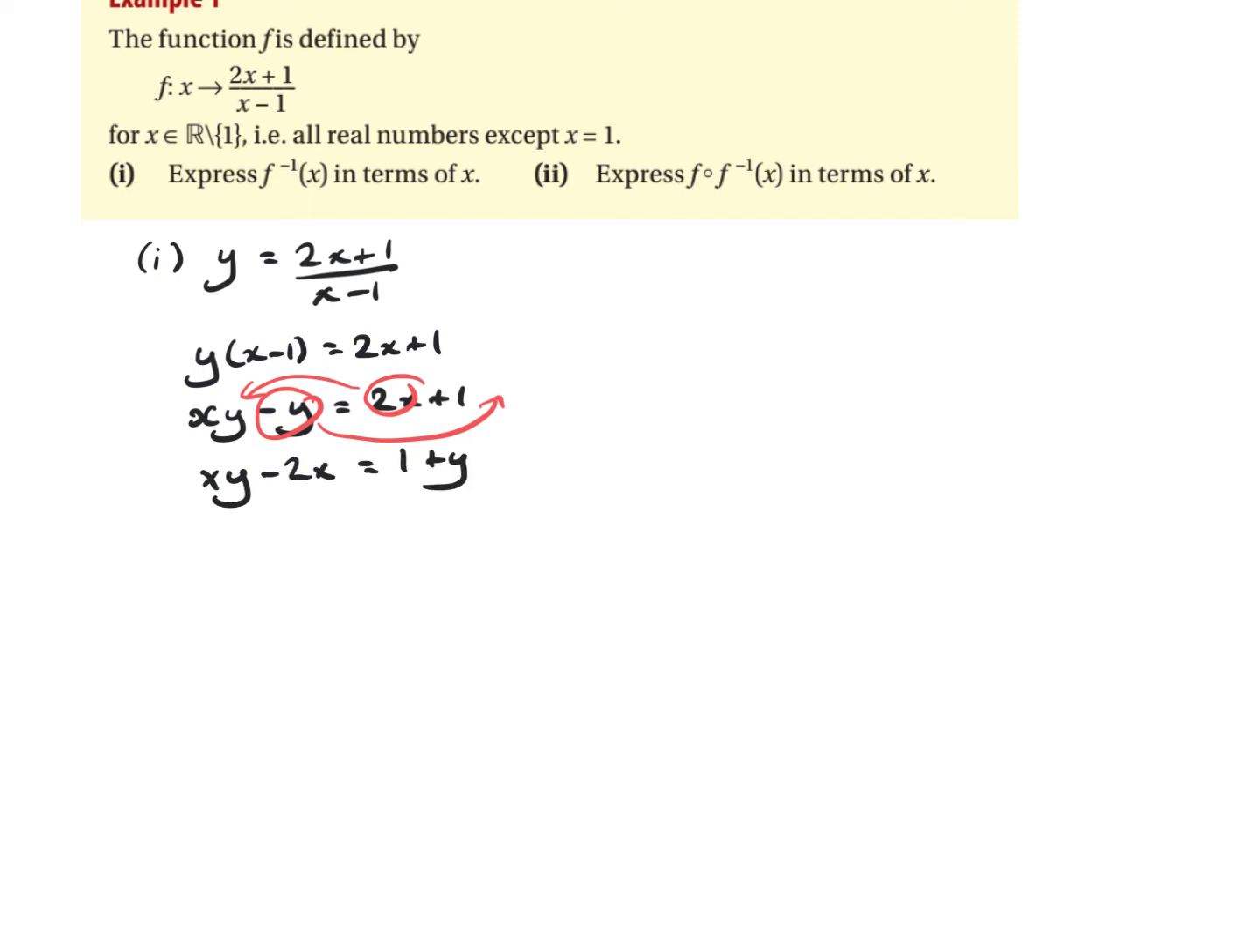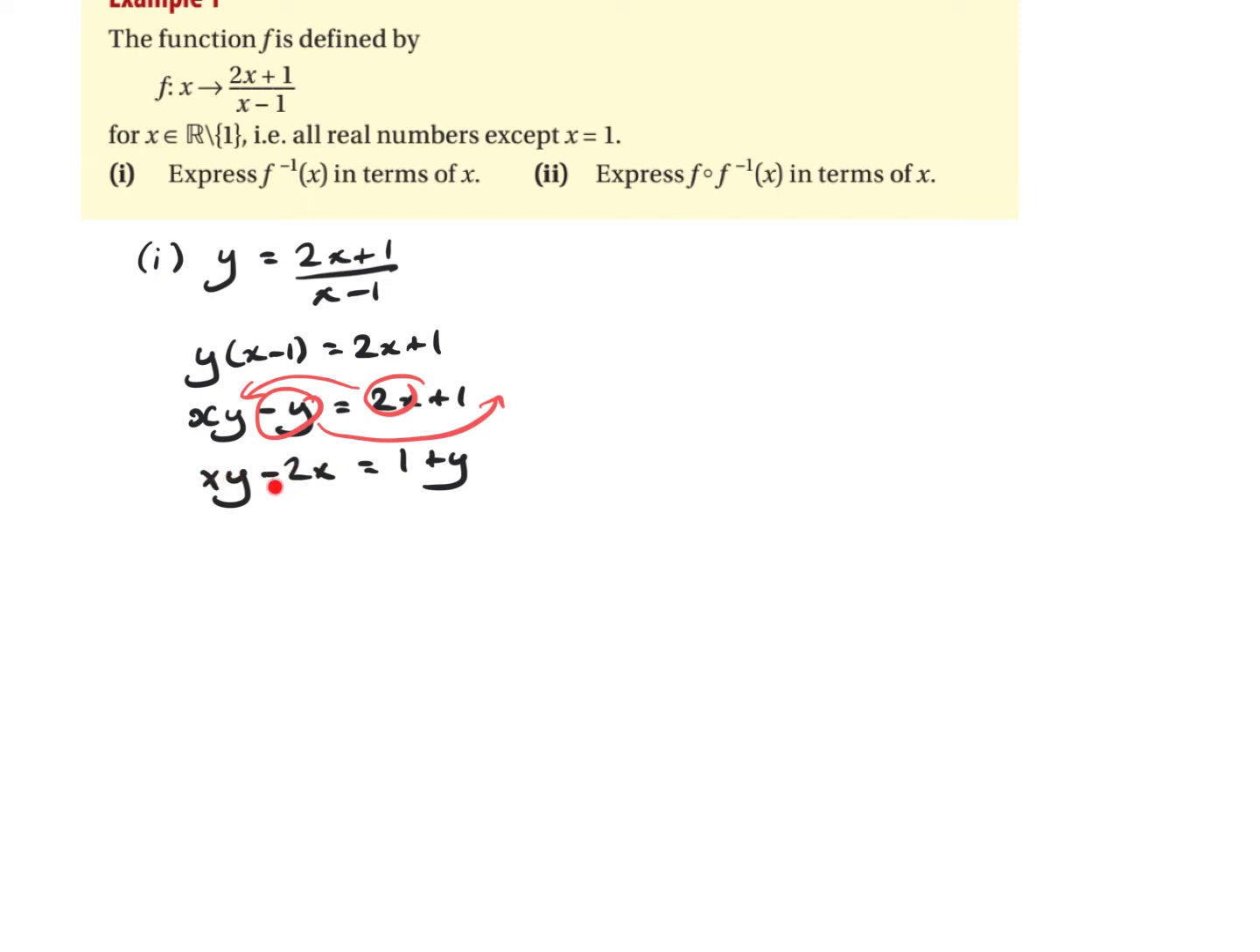So just to show you again, this has come across, this is a positive 2x. Take it across, it's a minus 2x, I have to do the opposite, or the inverse. And what we have here is minus y going across becomes a positive y, because again it's the inverse of negative. I've got x here, and I've got x here.